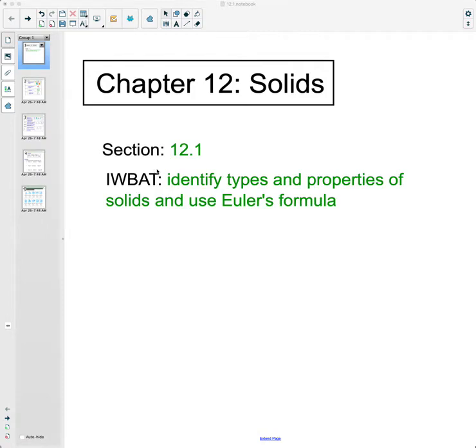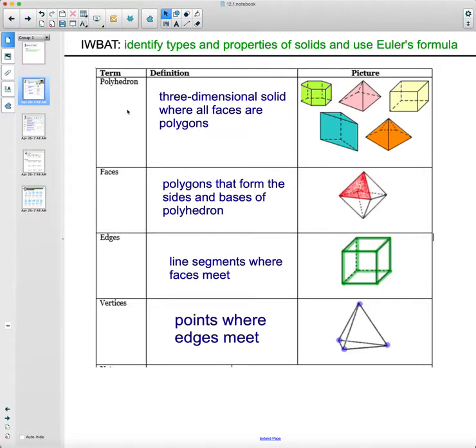In this video, we're going to be talking about an introduction to solids, which are three-dimensional shapes, identifying the types of them and some of the properties about them, and then using what's called Euler's formula. So this is said Euler. So let's take a look here. You can pause the screen to get this written down.